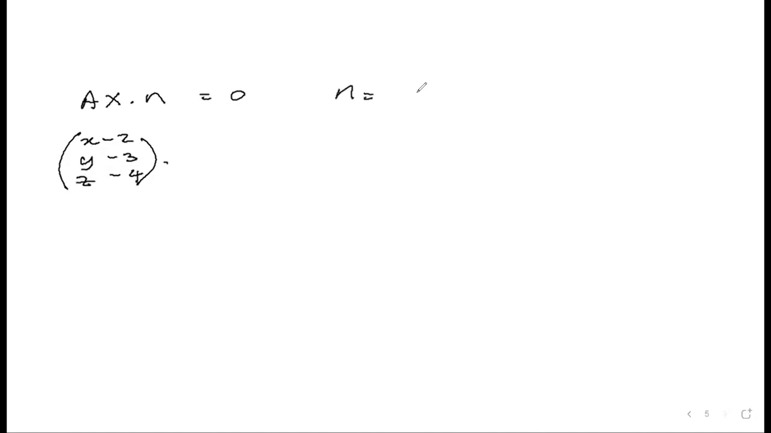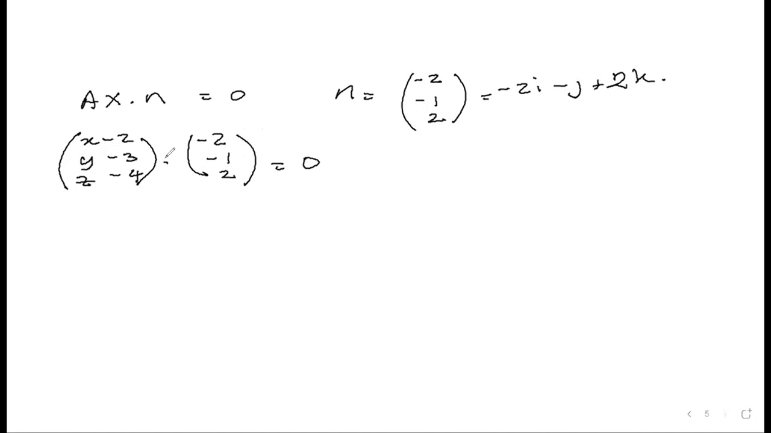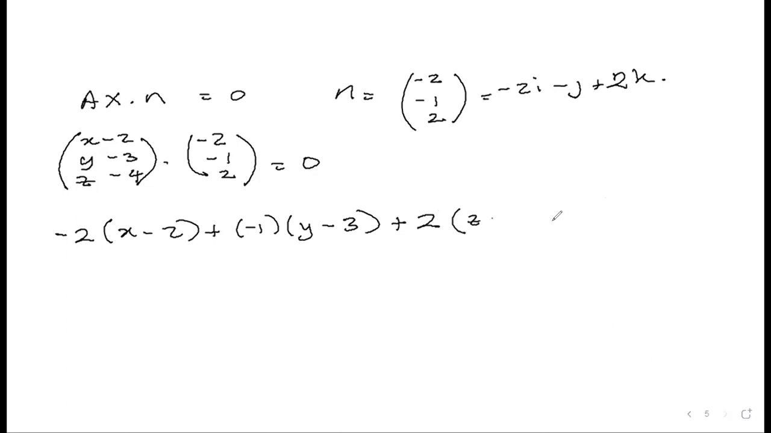And for n, negative 1 and 2. That's the same thing as minus 2i minus j plus 2k. So we can just write that negative 2, negative 1, and 2 is equal to 0. So that negative 2 x minus 2 plus negative 1 y minus 3 plus 2 z minus 4 is equal to 0.